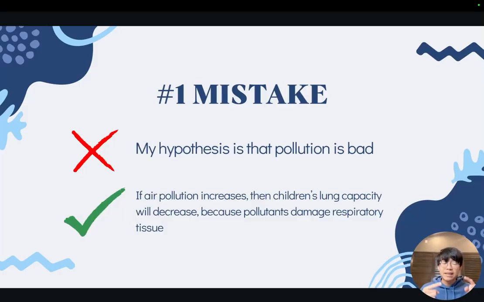The scientific explanation is that pollutants damage respiratory tissue. The thing that we're measuring is children's lung capacity, and the thing that's changing is that air pollution increases. And so this is why I encourage you to always use the if, then, because format, because it forces you to give a scientific reasoning and to give something that's measurable. And this is the number one mistake I see people making.